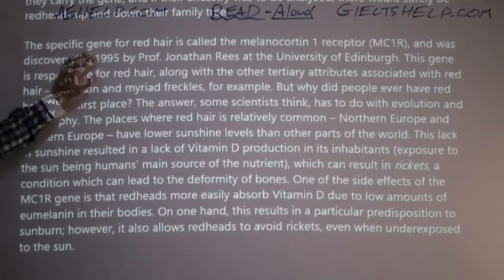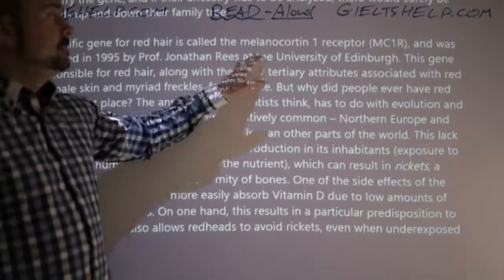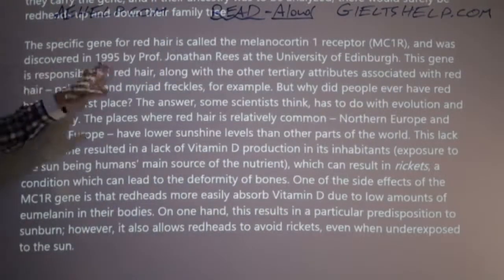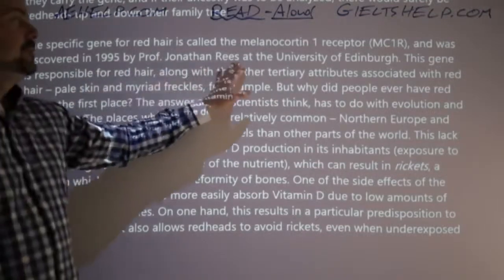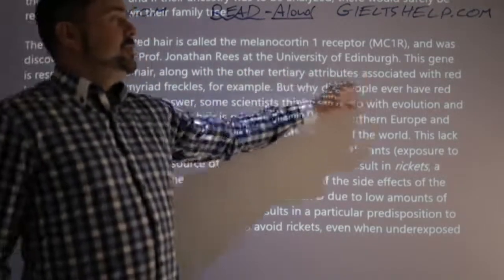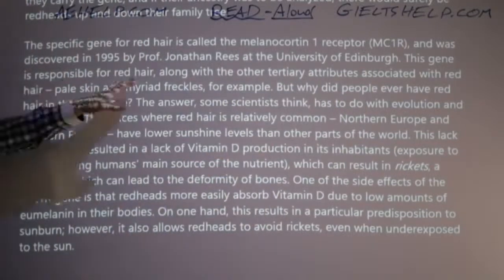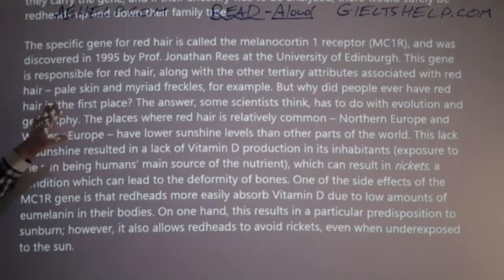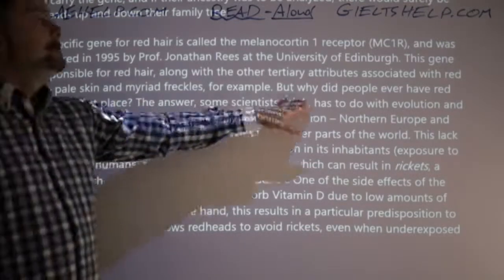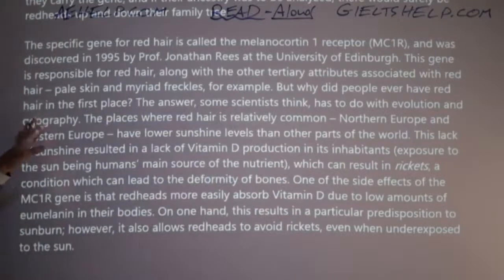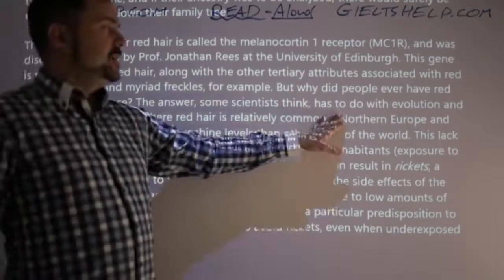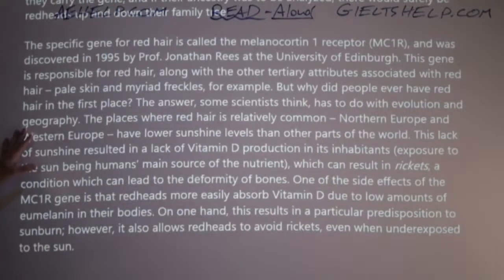So the specific gene for red hair is called the melanocortin 1 receptor, MC1R, and was discovered in 1995 by Professor Jonathan Rees at the University of Edinburgh. This gene is responsible for red hair, along with the other tertiary attributes associated with red hair, pale skin, and myriad freckles, for example. But why did people ever have red hair in the first place? The answer? Some scientists think has to do with evolution and geography.